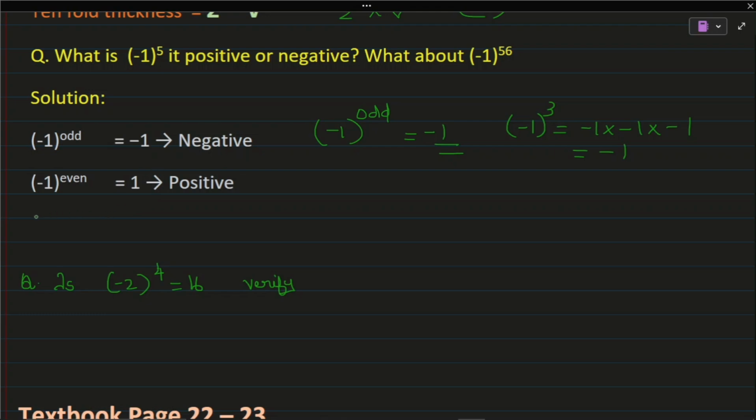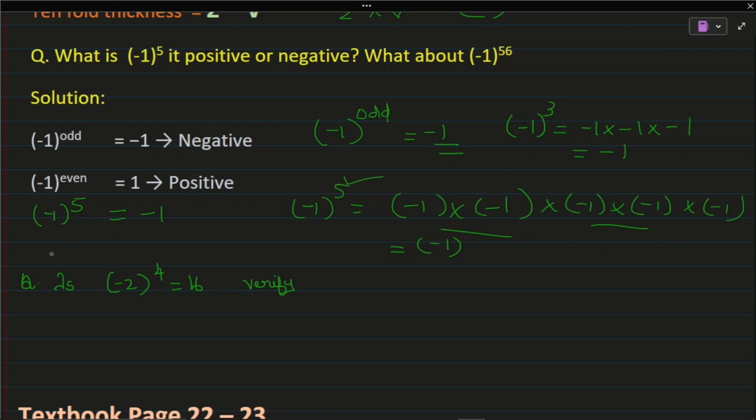So minus 1 raised to 5, we can find the answer. Here 5 is an odd number, so answer will be minus 1. Otherwise you can find it this way also, minus 1 raised to 5 is minus 1 into minus 1, it will repeat 5 times. So when you multiply, the answer will be minus 1. That is, when the power is an odd number, answer will be minus 1.